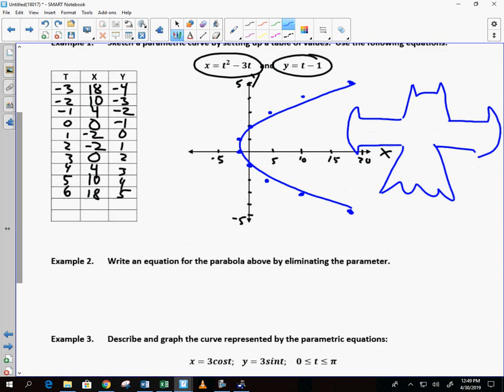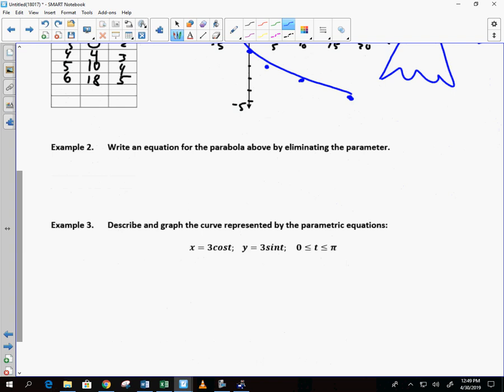Could you generate tables on a test like this? Could you plot them and make a graph for me? How about the second part where it says write an equation for the parabola by eliminating the parameter? We said that the shared parameter was time. Now we want time to go away. Anybody know how I could take x is equal to t squared minus 3t and y is equal to t minus 1? Anybody know how I can get rid of t?